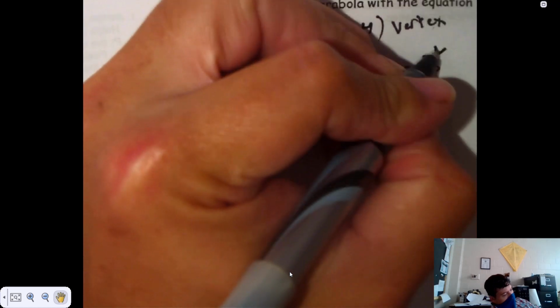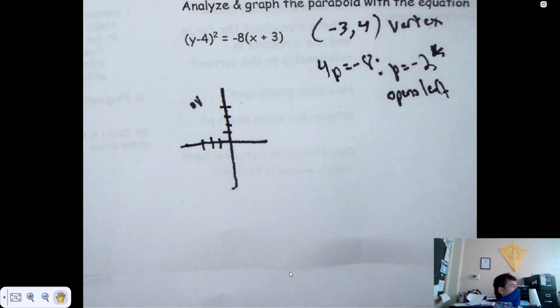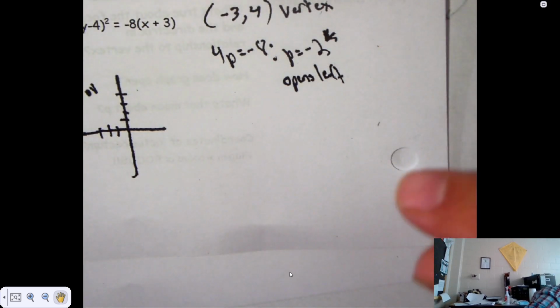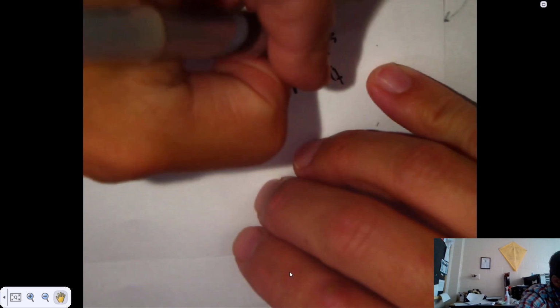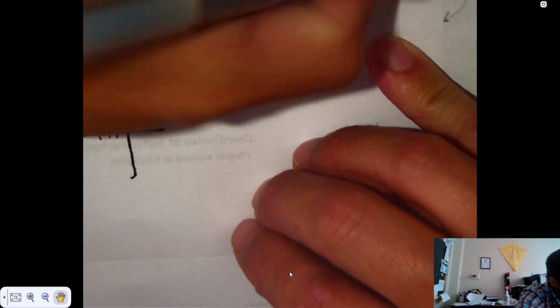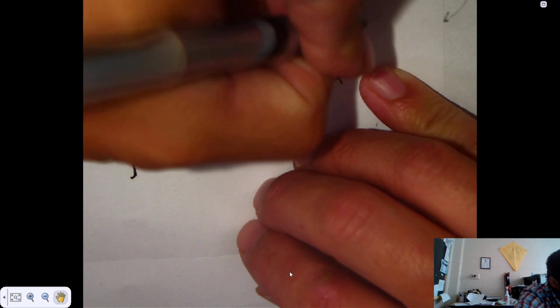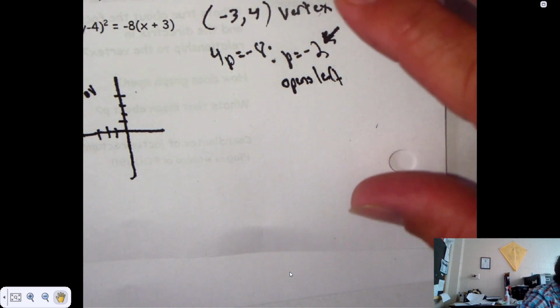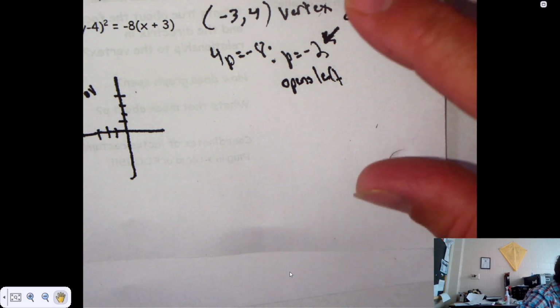This P tells us how it opens, and it tells us how to find two other things. It's the distance to two things. What's it the distance to? That one? It's the distance to the focus. And the D word? What D word? I know a lot of D words. Directrix.